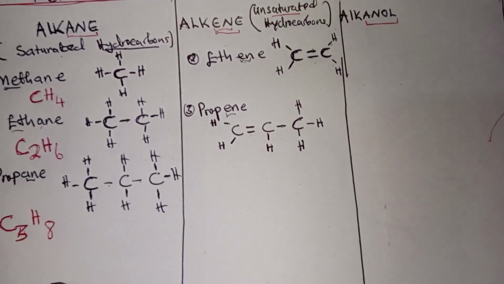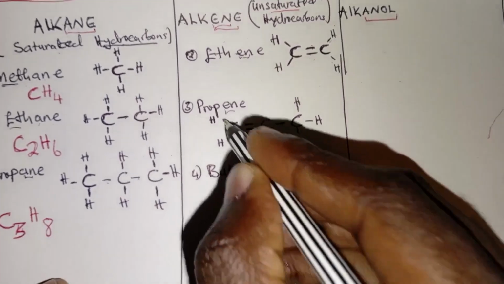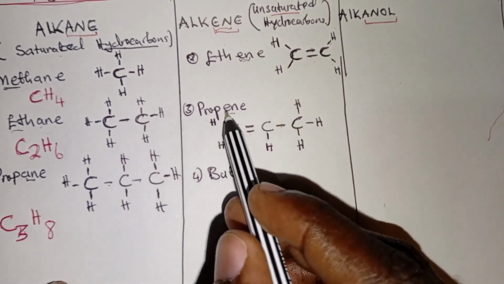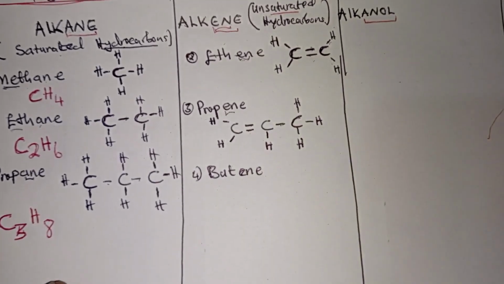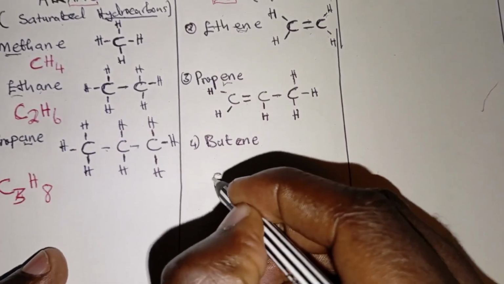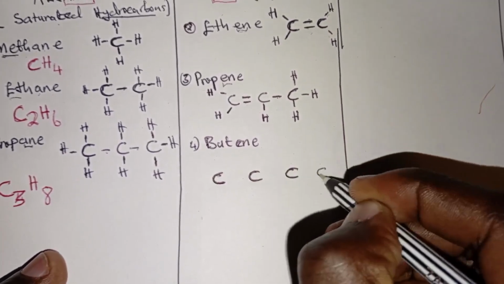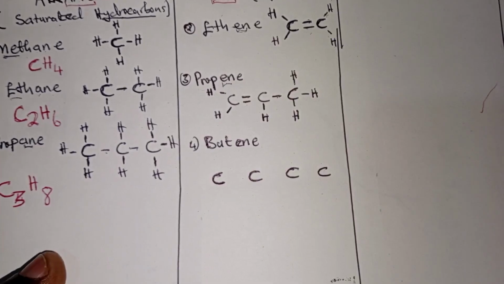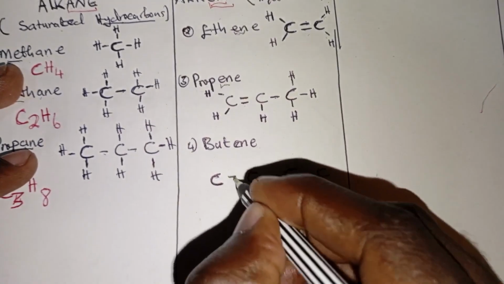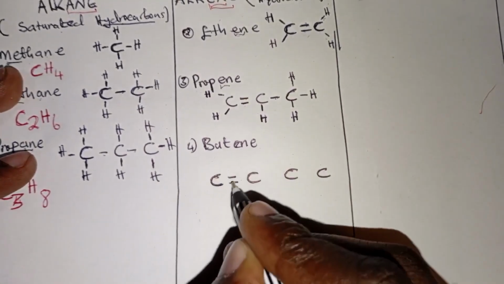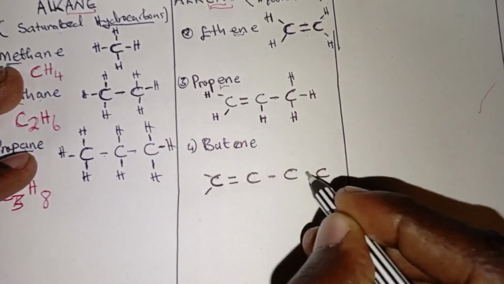Okay. You go to the next one, which is 4, but the surname is ene, butene. Okay, so you write 4 carbon atoms, 1, 2, 3, 4. Like I said, you put a double bond at least at one point, so we can put it here. This one, how many bonds? 2. It needs 2 more. You add 1 there, 1 there. This, okay, the rest are going to have single bonds.